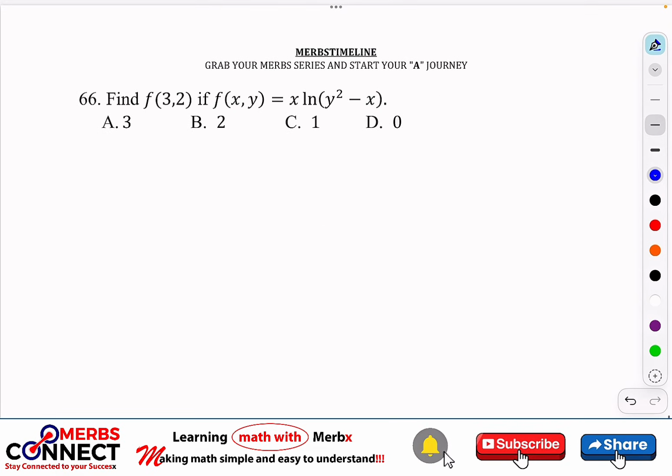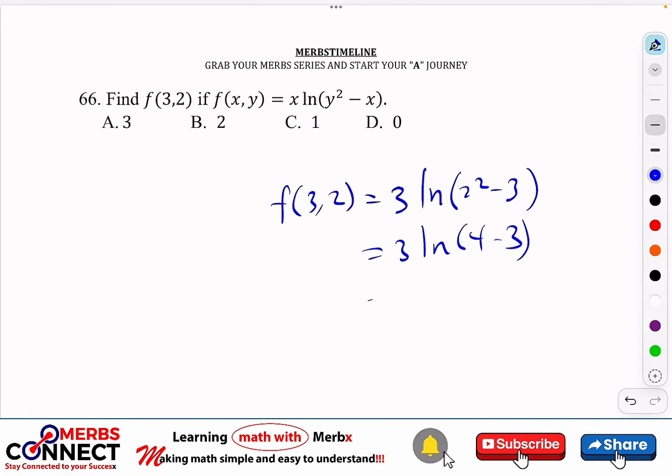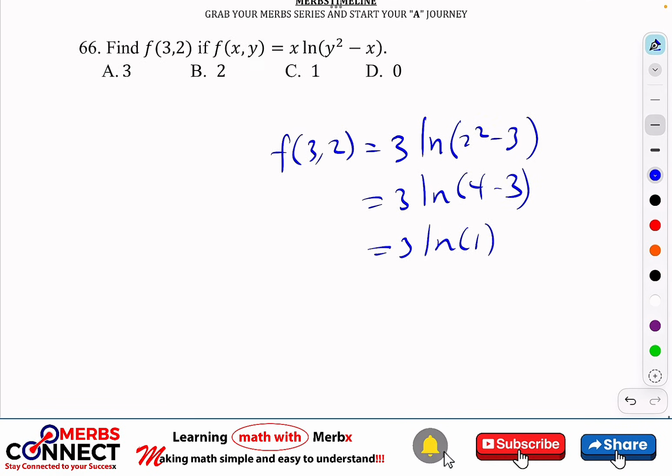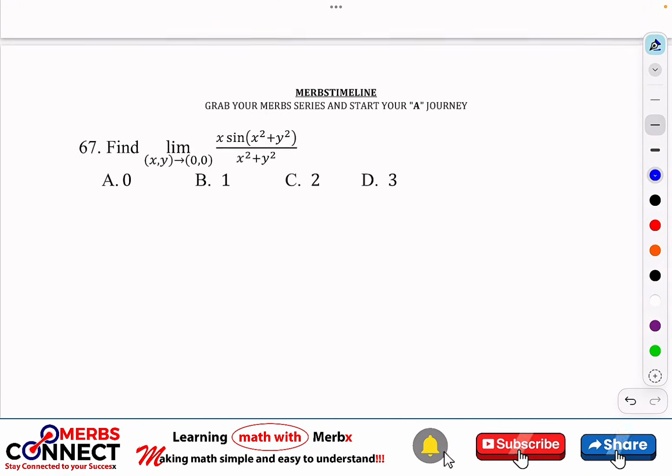Now find f of 3, 2 if this is equal to this. Let's just do substitution and see what is going to happen. This is equal to 3 natural log of 2 squared minus, is it 3? Yeah. So 3 times, 4 minus 3. Natural log of 1 is 0. So this is 0. Okay, this is very simple from here. Just do direct substitution and we are done.